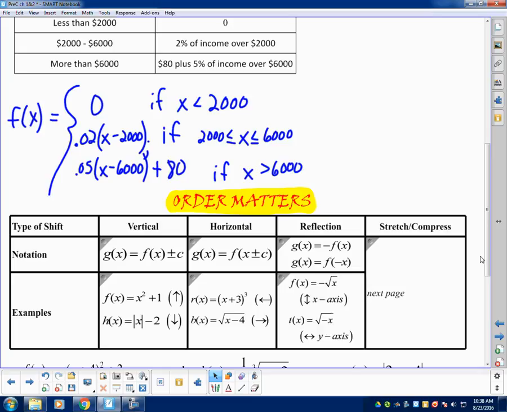All right, f of x equals negative square root of x. That's going to flip over the x-axis. And t of x equals square root of negative x. Notice I'm replacing x with negative x, so placing it inside of the parentheses. That will flip it over the y-axis.